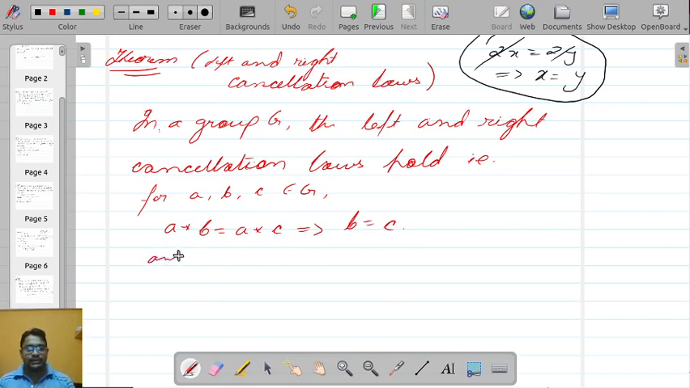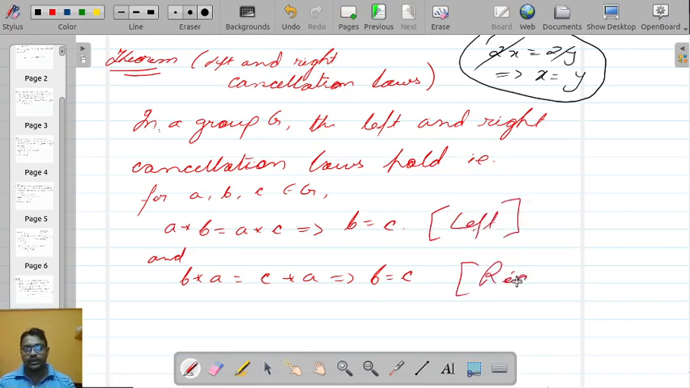Okay, and from the right side also this is true. B star A equal to C star A will always imply that B equal to C. So this is the left cancellation law, and this is the right cancellation law. We are cancelling from the right side.